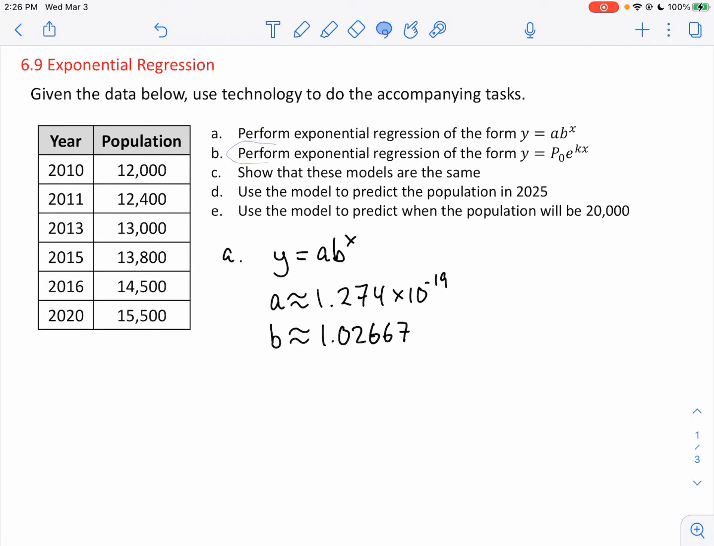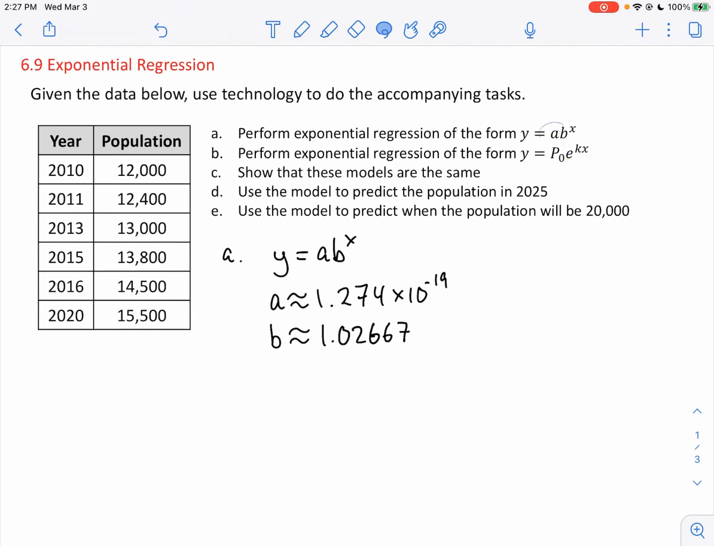Now let's do part B. Part B is to perform exponential regression of the form y equals p naught times e to the kx. Now the only thing that's really different here is that instead of doing a base b to the x, we're doing the base e raised to a number times x. The p naught and the a have the same position. In fact, you could just use a times e to the kx.